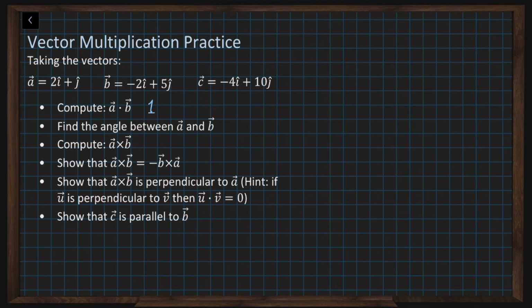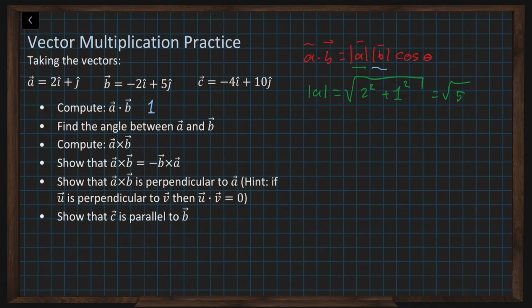The next part is where we find the angle between a and b. Well, if you remember, the dot product a dot b is also equal to the product of the magnitude of a and the magnitude of b multiplied by the cosine of the angle between the two. So first we want to find the magnitude of a and then the magnitude of b. And from Pythagoras' theorem, we know that the magnitude of a is equal to the square root of the sum of all the components squared. So we have 2 squared plus 1 squared, and that is, of course, equal to root 5.